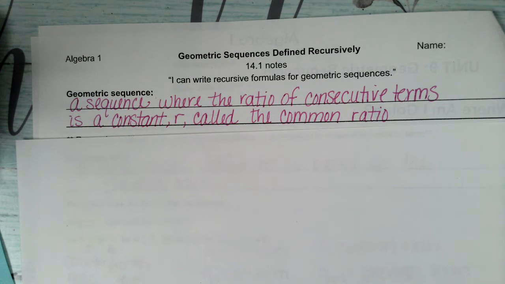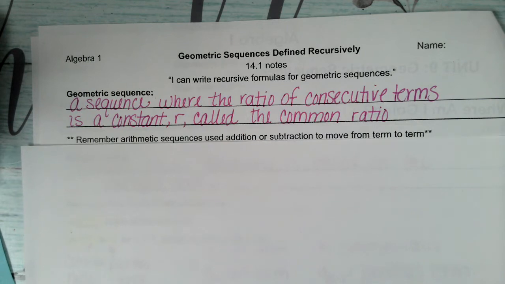In the units previous to this, we learned how to do arithmetic sequences. Arithmetic sequences use addition or subtraction to move from one number to the next. The difference now is that, instead of adding or subtracting, we're going to be multiplying by something to move from the first term to the second term.